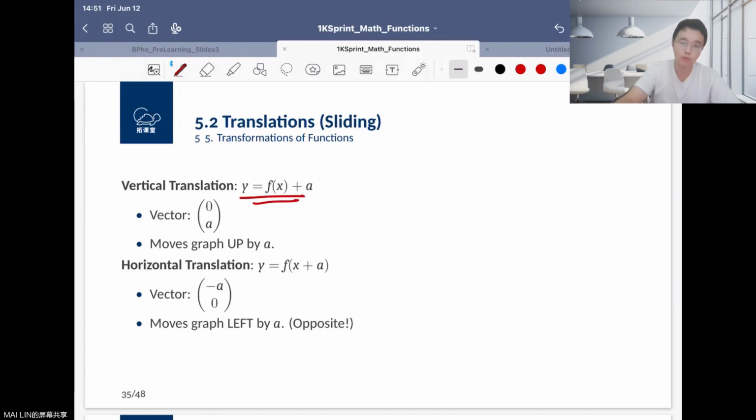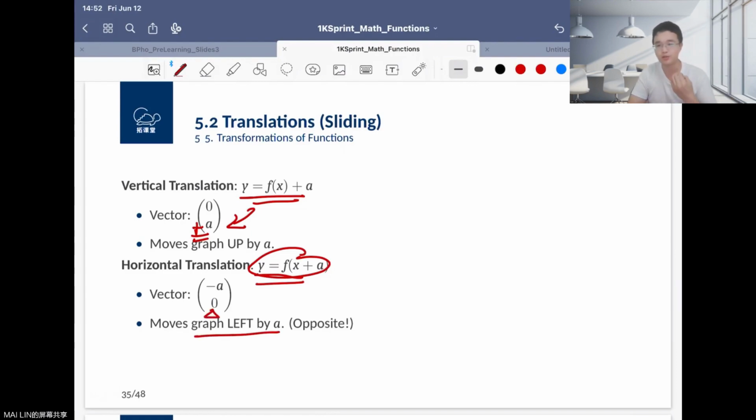First is y equals f(x) plus a. That means we move upward by a units. You can also write the vector as (0, a). That means there's no change in the x-axis, but there will be a change in the y-axis, which is plus a. Another is called horizontal translation, and here you can write y equals f(x plus a). But remember, this translation means moving the graph left by a units, and it can also be written as the vector (negative a, 0).